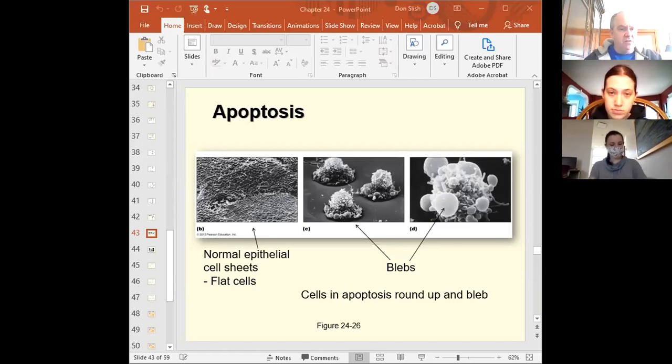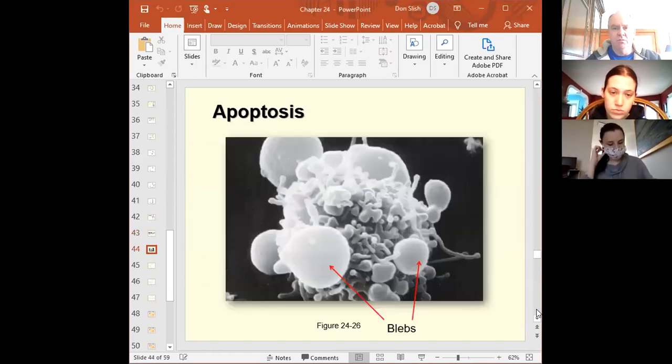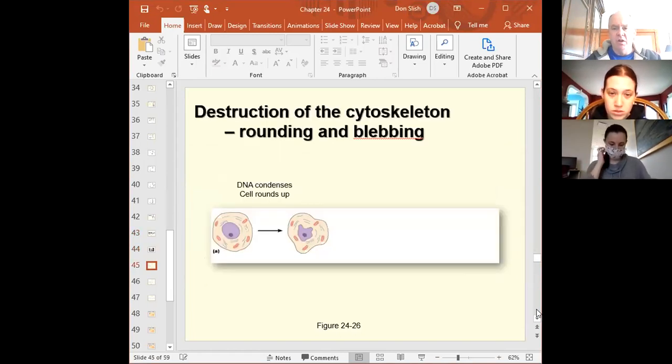There's a 4-step process that you see in all cells when they apoptose. Blebs. I love the word bleb. First thing that happens is the DNA condenses and the cell rounds up. So we're going from that flat cell into a round cell, the same thing we see in mitosis, but for a different reason. Blebs start to form in the plasma membrane, and that's because the actin cortex is being degraded. Especially actin gets hit early and fast.